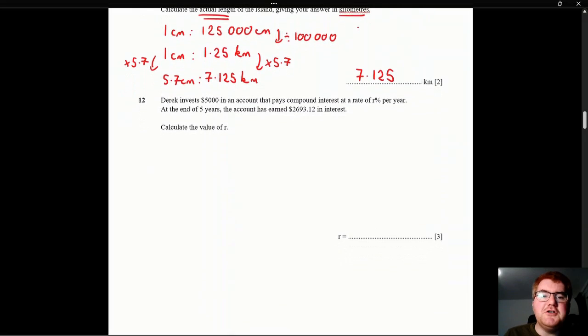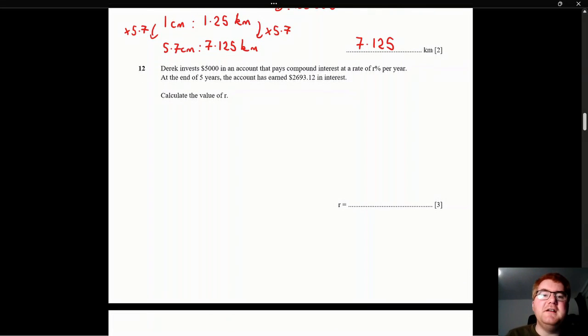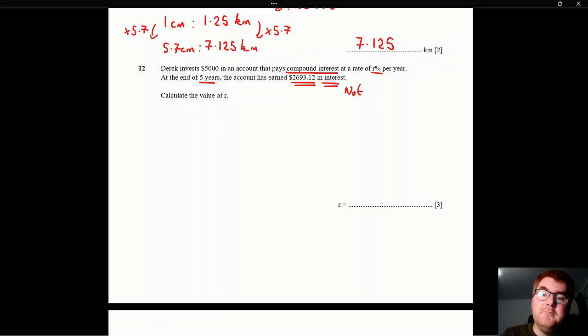Right, on to question 12. So Derek here invests $5,000 in an account that pays compound interest, that's important, compound interest, at a rate of R% a year. And at the end of that 5 years, he has then got this amount of money in interest, which is important. So not the total, but how much he has in interest. However, we can still work it out in exactly the same way. So if we want to work out the total amount, generally speaking, we start with the original.